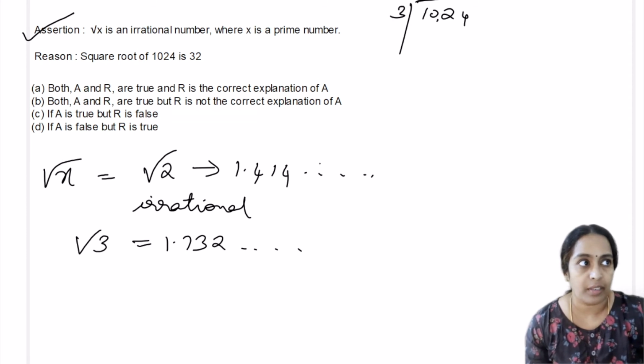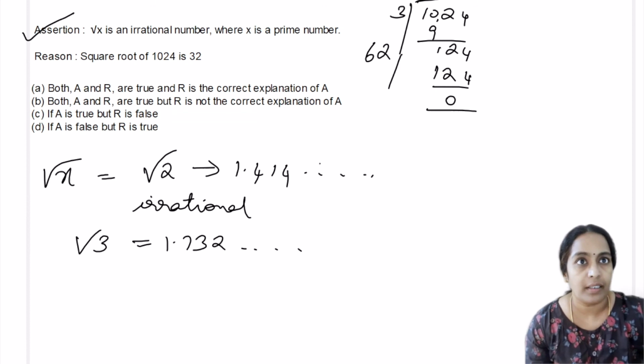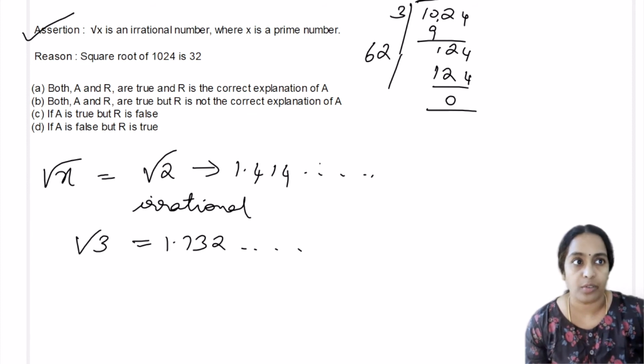So I have 3 3s are 9, then 124, then I have 3 on top, into 2 is 6. So 62 into 2 will be 124. It is 0. So the square root of 1024 is 32. 32 is the square root. So that's correct. Reason statement is also correct. So assertion statement is also correct. Reason statement is also correct.